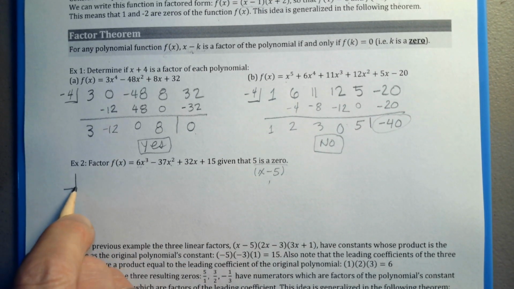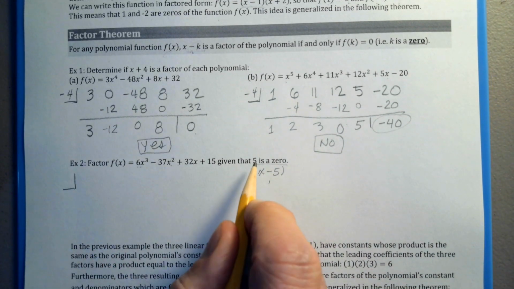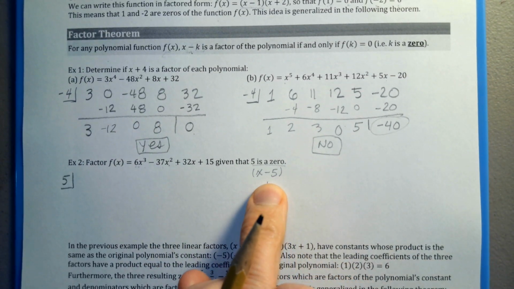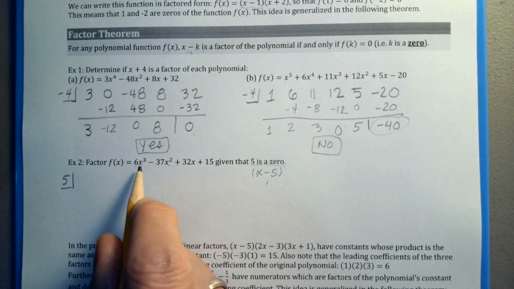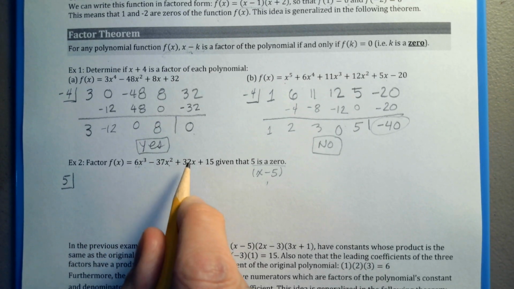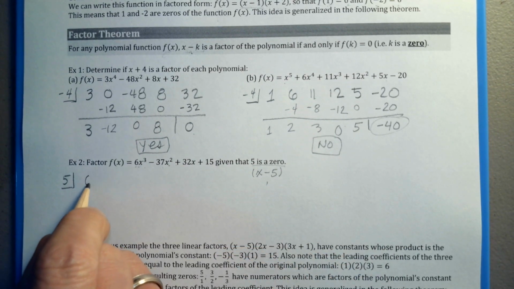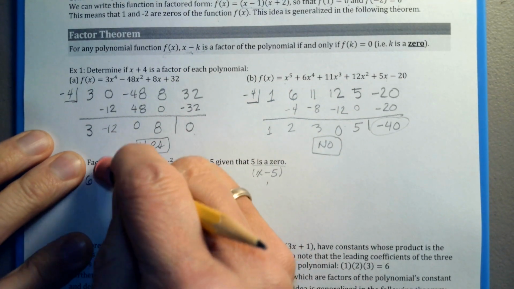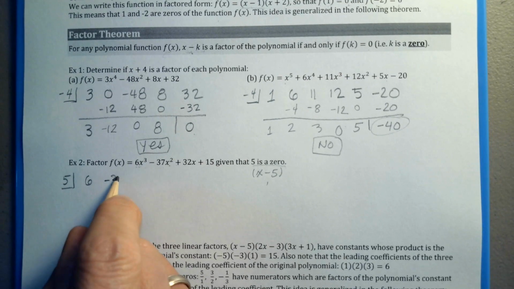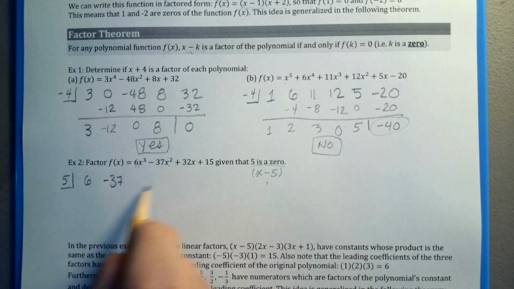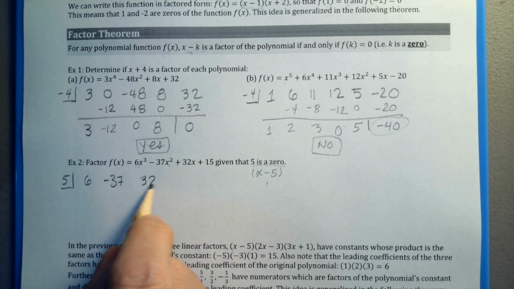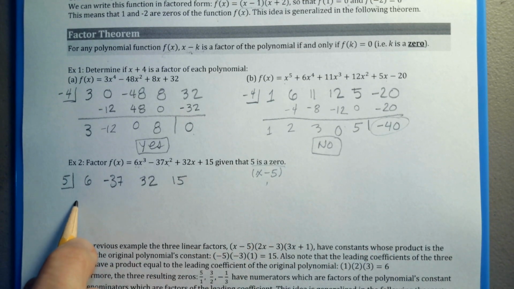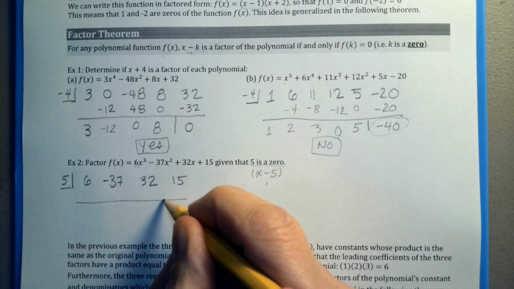All right, so what goes in the box? Remember, it's the 0 that goes in the box. So 5, the opposite of the binomial. All right, degree 3, we should have 4 terms: 1, 2, 3, 4, all looks good. So we're going to put a 6, -37, a 32, and a 15. All right, draw in your line, draw in your remainder.